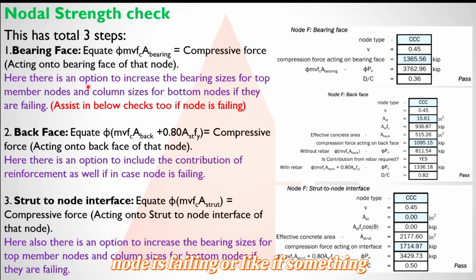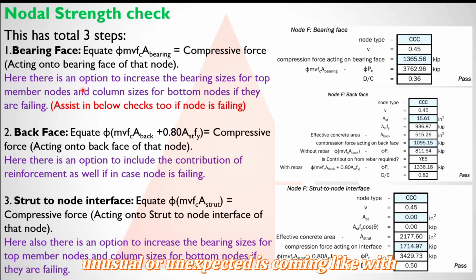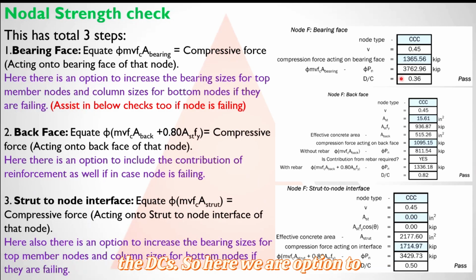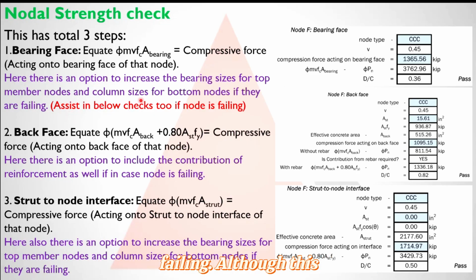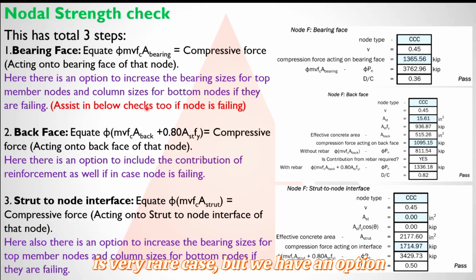Here, if a node is failing, or if something unusual or unexpected is coming, like with the DCs, we have the option to increase the bearing sizes for top member nodes, and we can also increase some column sizes for bottom nodes if they are failing. Although this is a very rare case, we have an option to do this.